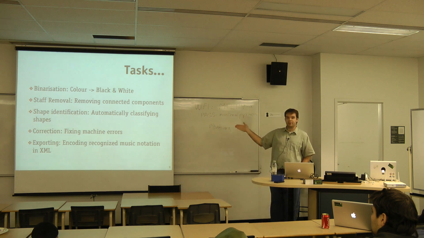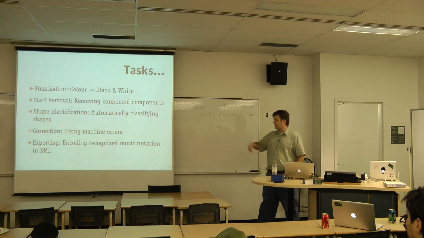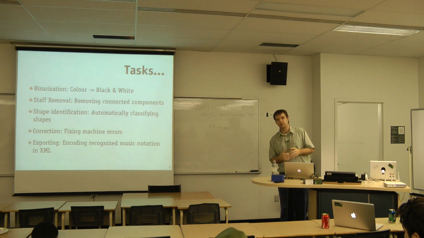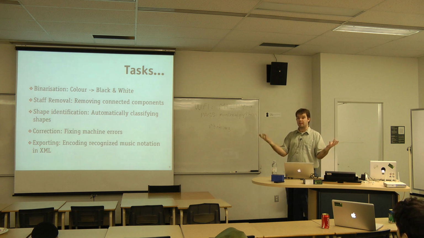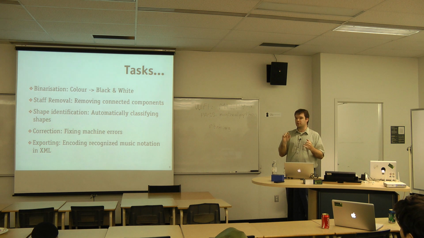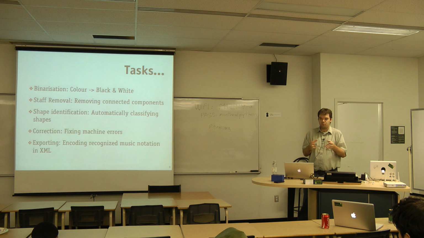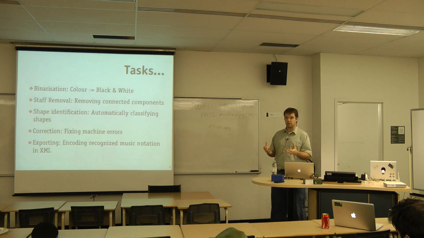We have to go back through and correct. We have to find any errors that the computer made and fix them. And then we have to export it into some sort of symbolic music notation encoding. So basically turning an image into something that a computer can edit and read and manipulate. Remember, this is important, there is no such thing as plain text for music. There's no sort of base music encoding system. We need some sort of structural encoding system in order to represent music notation to a computer.